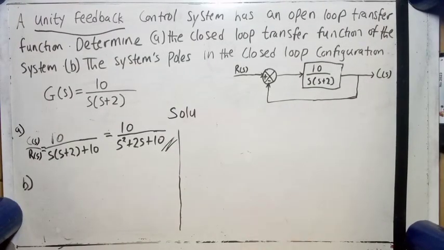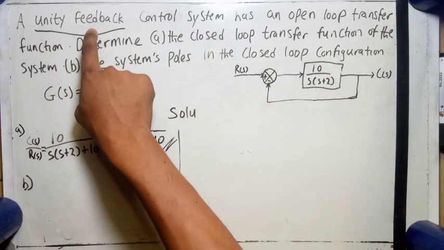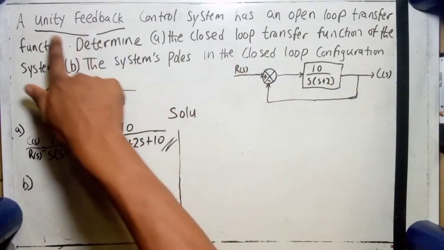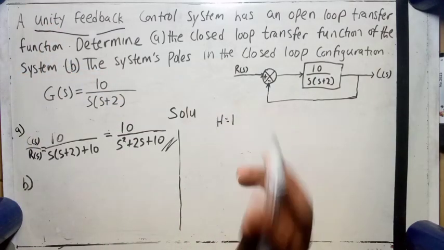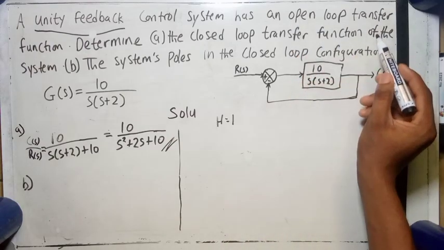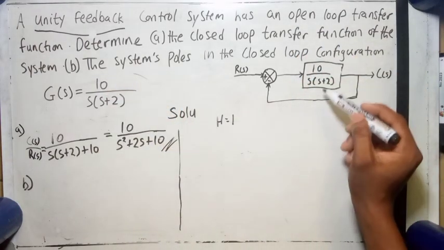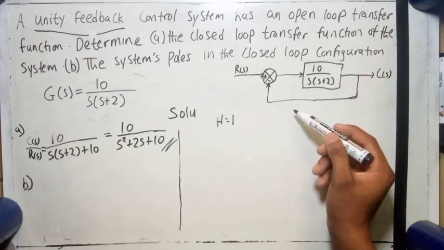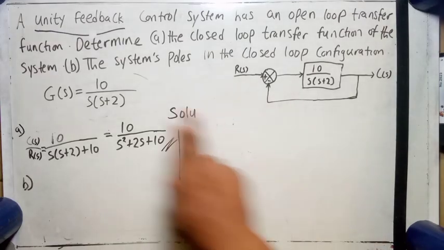It's quite easy. Remember, the only two requirements for this to be possible: your feedback control function must be unity, that means H must be 1. That's the one condition. Another condition is that your open loop transfer function, which is this, given to us, must be expressed in the form of a fraction, that is 10 over something, for this to work.